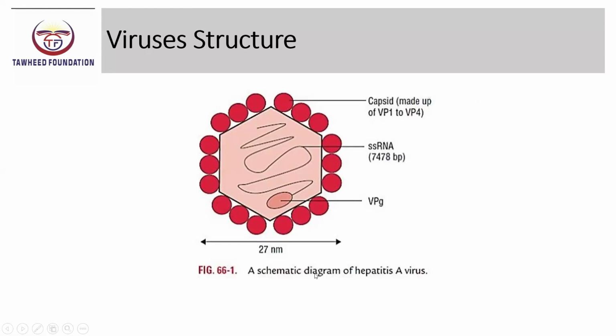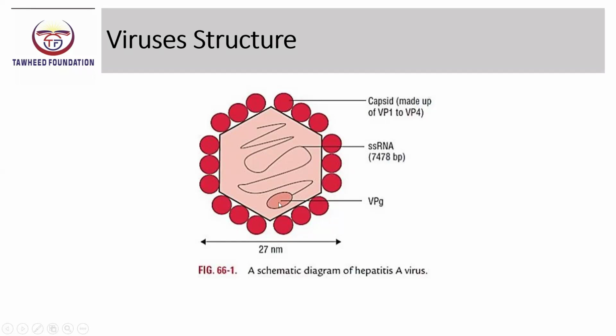This diagram illustrates the structure of hepatitis A by showing its key components and their arrangement within the viral particle. Key parts of the diagram include the capsid. The outer layer is the capsid, which is the protein shell protecting the viral genetic material. It is made up of 4 capsid proteins: VP1, VP2, VP3, and VP4. Inside the capsid is the single-stranded RNA genome, which is about 7,478 base pairs long.